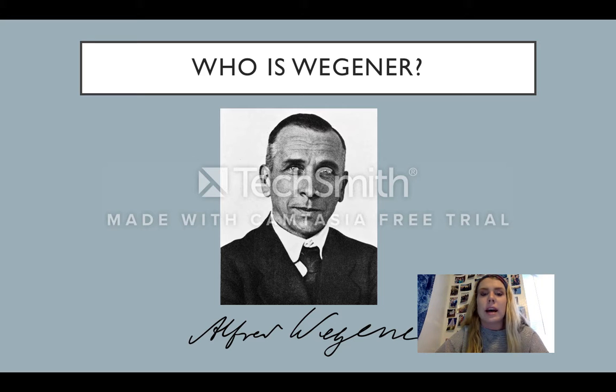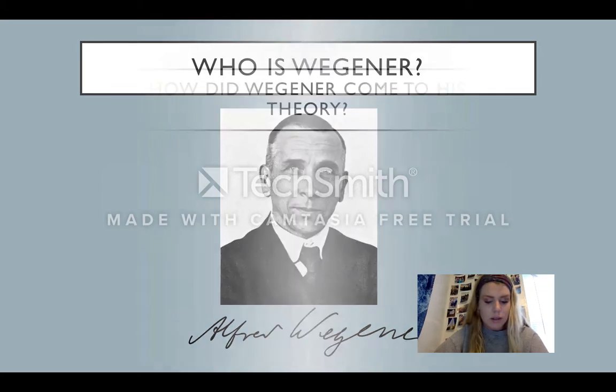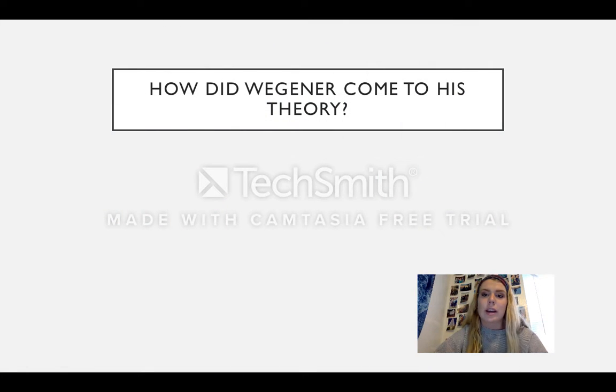So most of his data, he just didn't have enough solid facts, because he only really had what could have been a coincidence of the fossils and the rocks and everything being the same in those areas where they seemed to connect. And then he ended up dying in 1930, and he never got to see his theory become accepted by most people some 30 years later. So how did Wegener come to his theory?